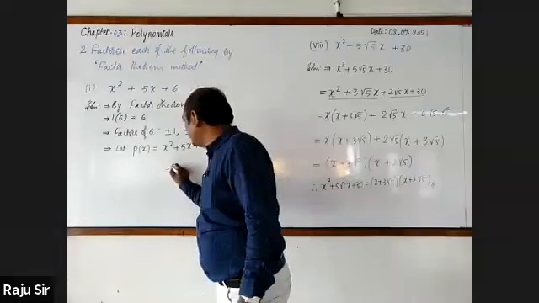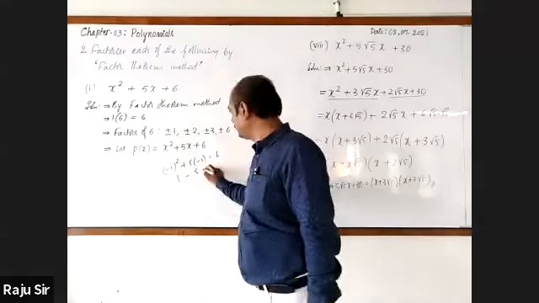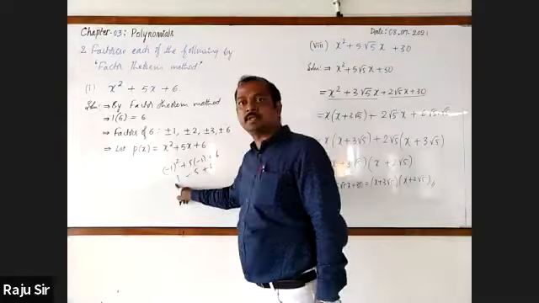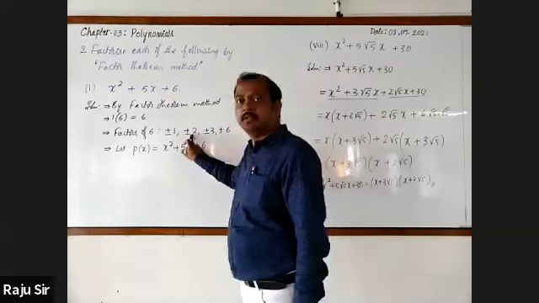Minus 1. See that, minus 1 whole square plus 5 into minus 1 plus 6. Minus 1 whole square is 1. 5 into minus 1 is minus 5 plus 6. 6 plus 1 is 7. 7 minus 5 is 2. It is also not 0. Then I take 2. Minus 2 will come.